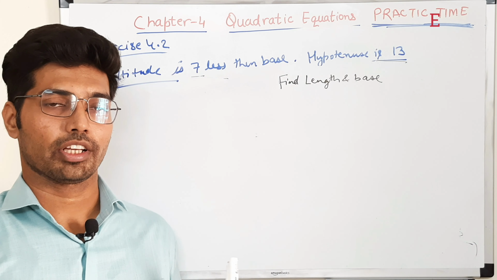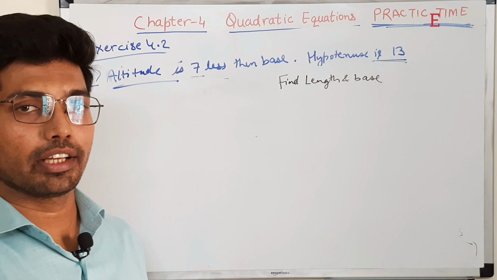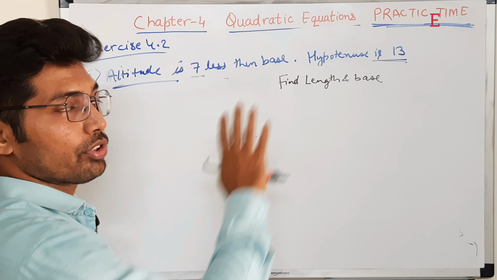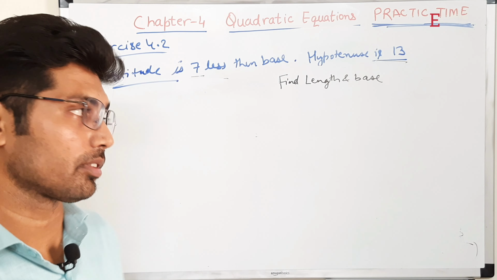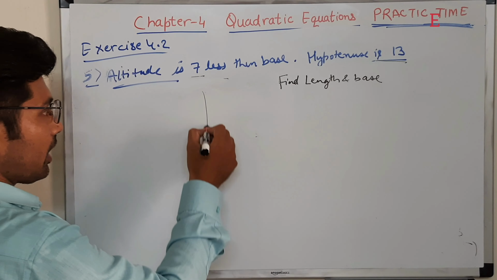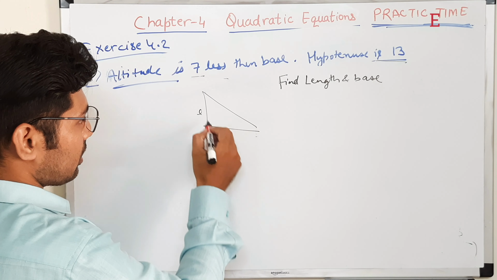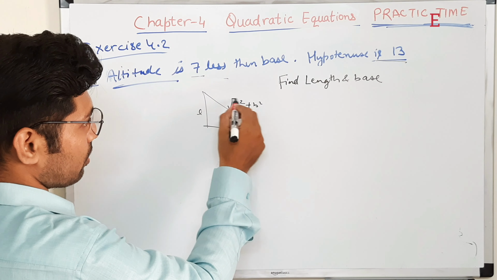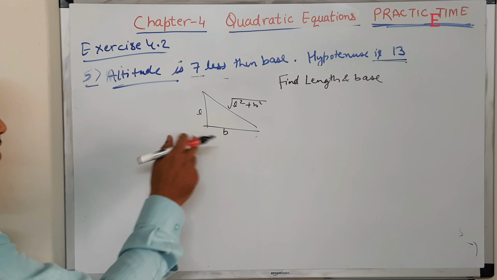Okay guys, now come to our next question. Here we need to solve a right angle triangle whose altitude is 7 less than the base and hypotenuse is 13, and we need to find the altitude and the base. Okay, so we know for a right angle triangle, if this is length and this is breadth, then the hypotenuse will be the square root of L square plus B square. Okay, now we need to use this formula here.